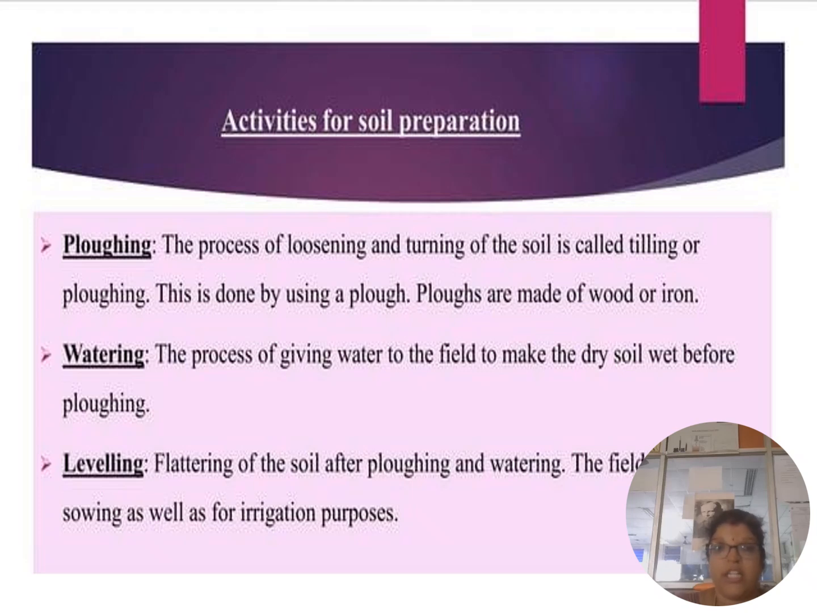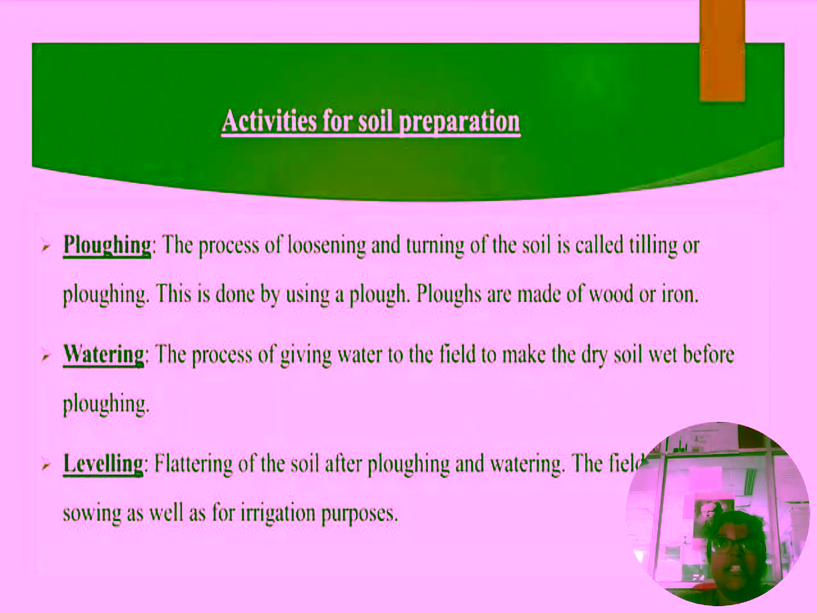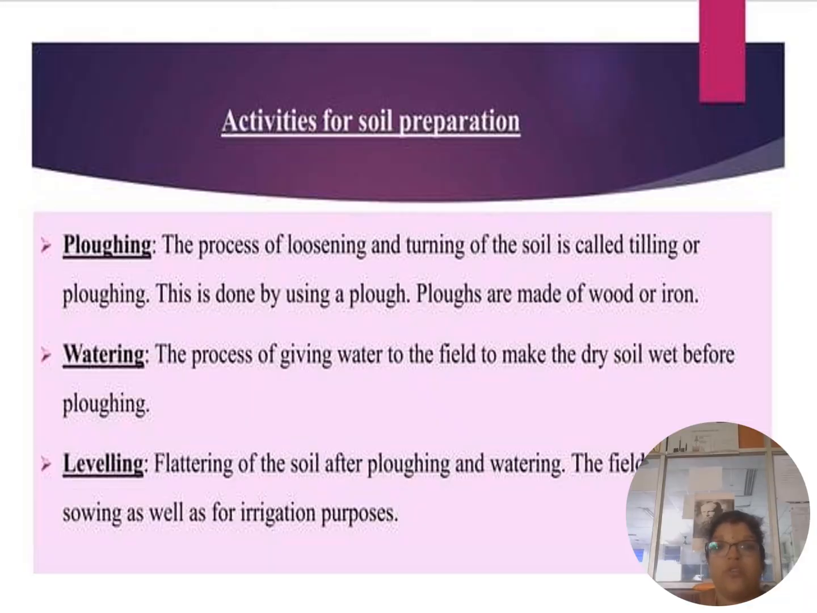So next one, watering. The process of giving water to the field to make the dry soil wet before plowing. Whatever we are going to sow the seed, before that it should be properly moistened. Otherwise we cannot get the germination of our seeds. So for that we are going to water a little. Then we go for the leveling process. That is flattening the soil after the plowing and watering. This is suitable next for cultivation.